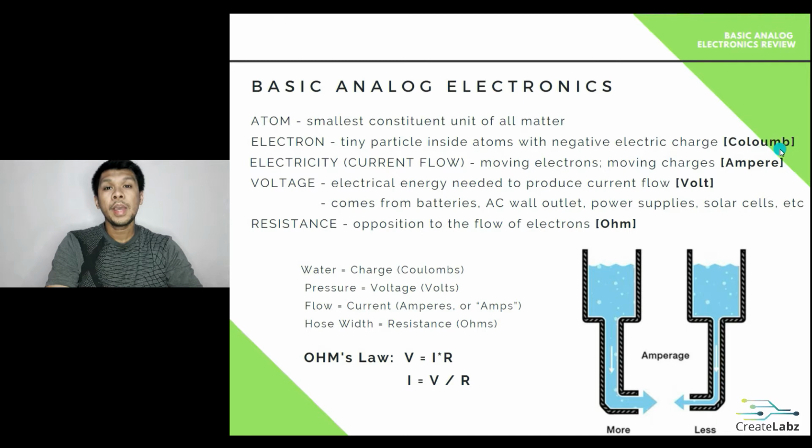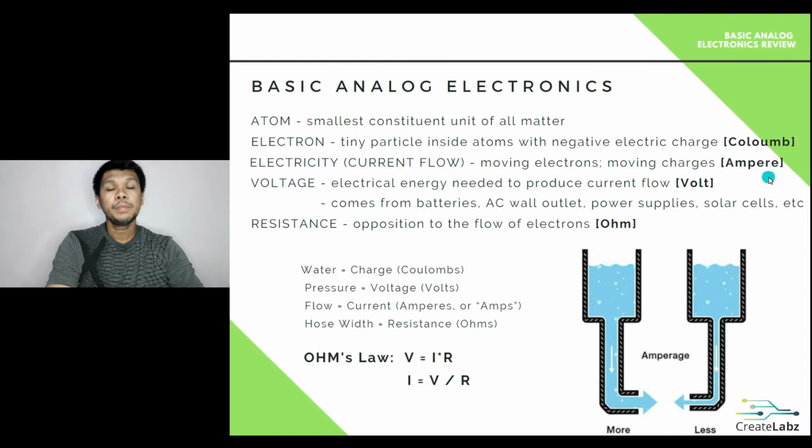Now imagine that we have many atoms and then we start to extract their electrons, we remove their electrons, and then we start pushing those electrons such that they move or they cause a motion. Now, these moving electrons is what we call electricity or electron flow. Electricity is measured in unit ampere.